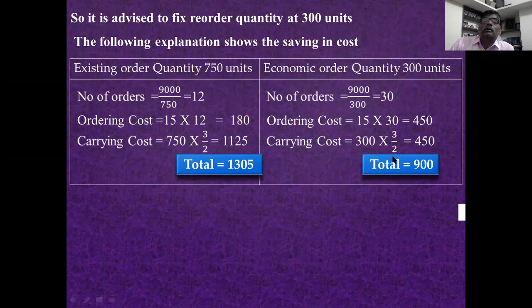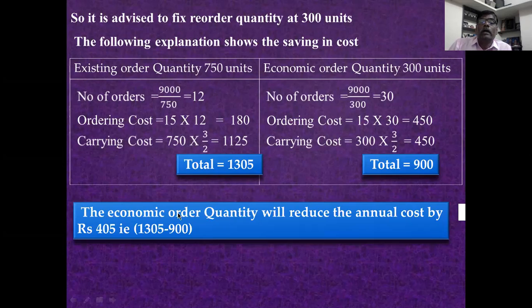Therefore, you have to suggest the management to make 300 units for one order. One order is to be placed for 300 quantity. So the economic order quantity will reduce the annual cost by rupees 405. This is 1305 minus 900. You will save 405 rupees annually if you change your present condition to the economic order quantity system. This is the suggestion given to the management.